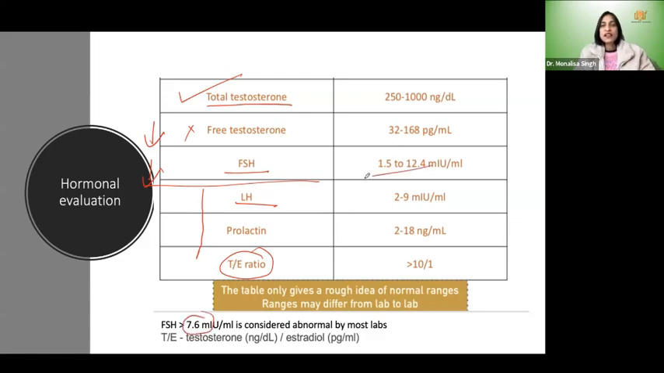FSH, the range. Now this is the range in laboratories. They'll give you, this is the lower limit, this is the upper limit. But the FSH cutoff to diagnose testicular failure is 7.6. If it is more than 7.6 and the person has azoospermia, it is likely that there is testicular failure. You don't need to do any other tests.